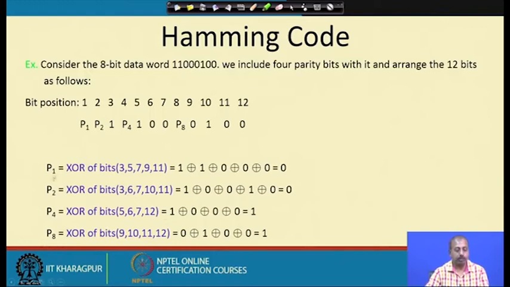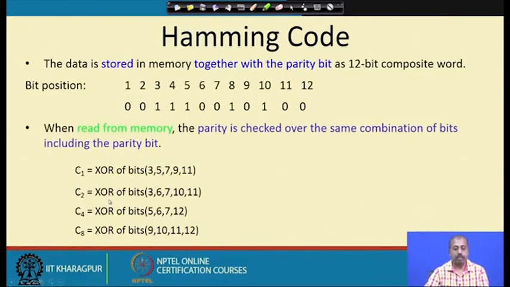This way P1, P2, P4 and P8 are calculated, and once this is done, the data is stored in the memory together with the parity bits as a 12-bit composite word. So this is the thing that is stored in the memory. A 12-bit word, that is memory.